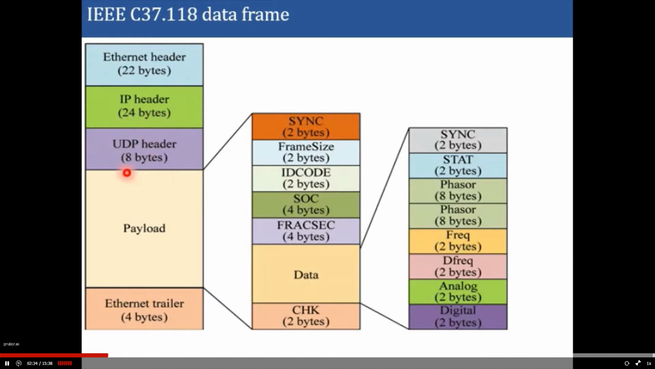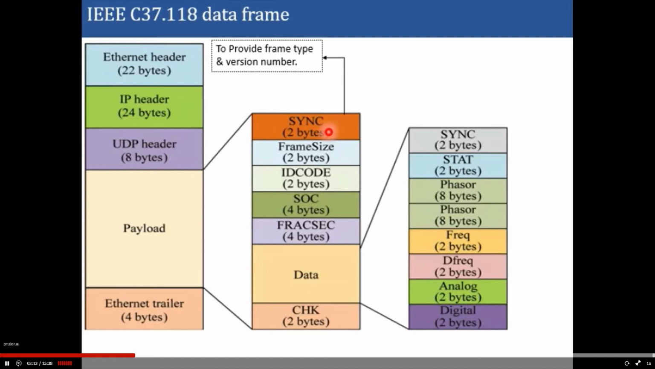Then we have the UDP header for routing of the messages, and then after that we have the payload section to store the data. So this payload section will house the frame of IEEE C37.118. So this is your standard TCP/IP frame. Inside that, in the payload, we will house our C37.118 frame. Now, what are the various components of C37.118 frame?